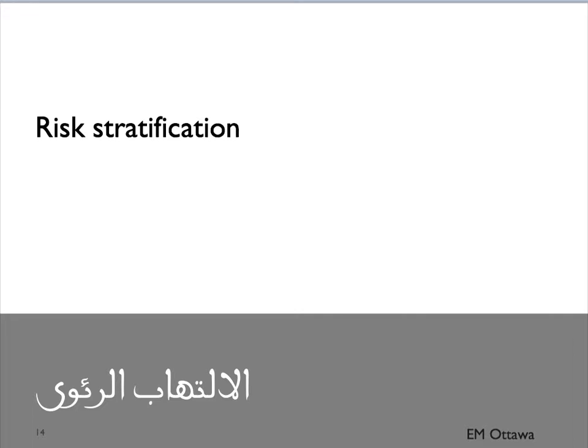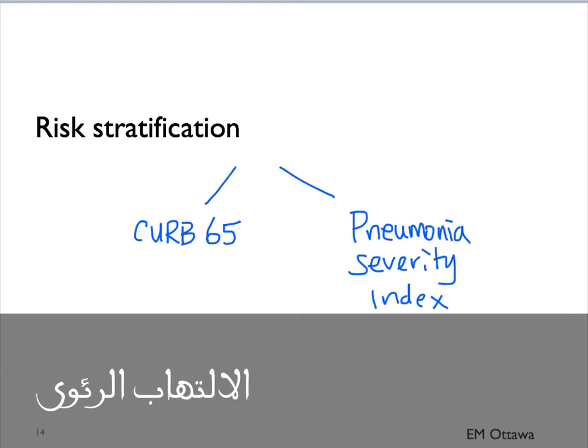The next part is risk stratification. That is, who should be admitted, who can go home, and who should be admitted in the ICU. There are 2 very helpful tools that help us decide. The first one is called CURB 65, and the other one is called the Pneumonia Severity Index. On the blog, under Other Resources, you will see both of these discussed in details by other sites. We'll first talk about CURB 65.